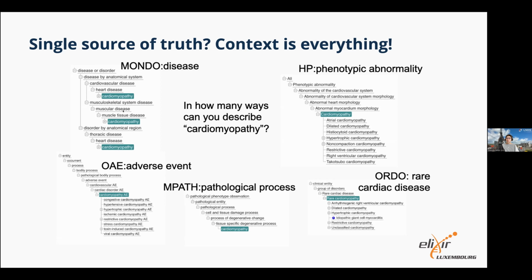It's muscle tissue disease. But maybe you're more in the physiology department, in which case you might want to look at the Human Phenotype Ontology, where it's a phenotypic abnormality of the myocardium. Or maybe you don't work in humans at all. You work in mice. You might want to look at the Mouse Pathology Ontology, where it's a pathological process. Or you work in drug development or other clinical findings where you care about adverse events, in which case you might want the Ontology of Adverse Events, which also has cardiomyopathy. Or you work in rare disease. There are very rare forms of cardiomyopathy, which, again, context is everything.